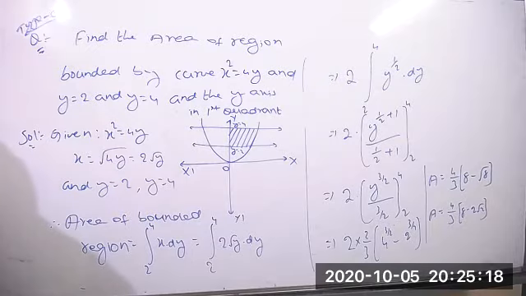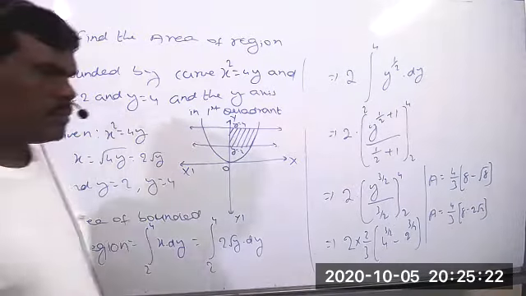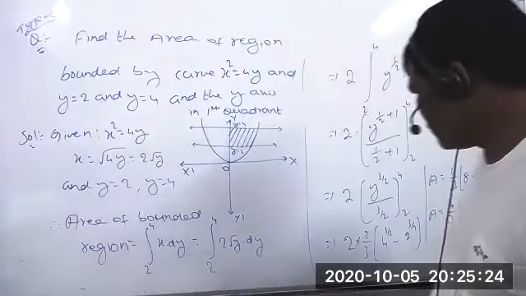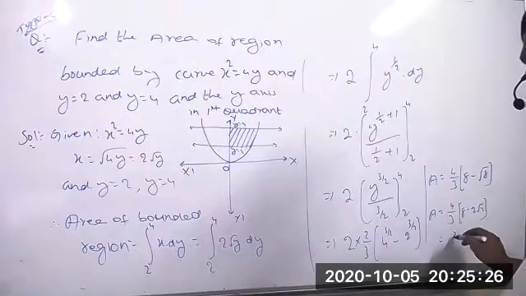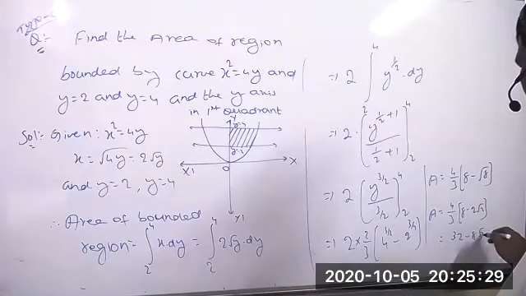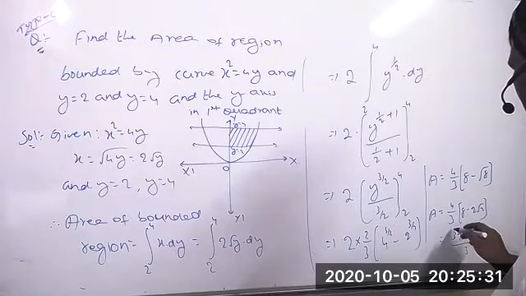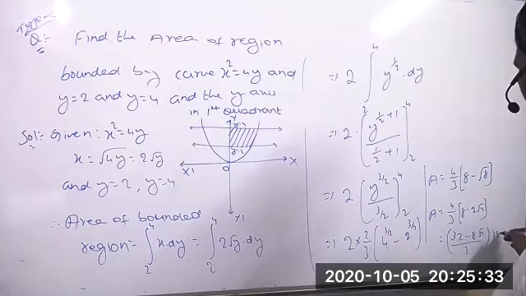That is your choice. Or else if you want, you can multiply and you can write 32 minus 8 root 2 by 3. Yes. So 32 minus 8 root 2 by 3 square units.